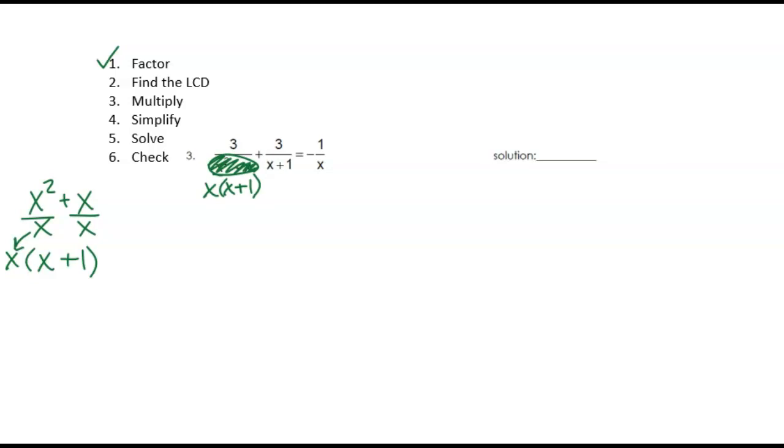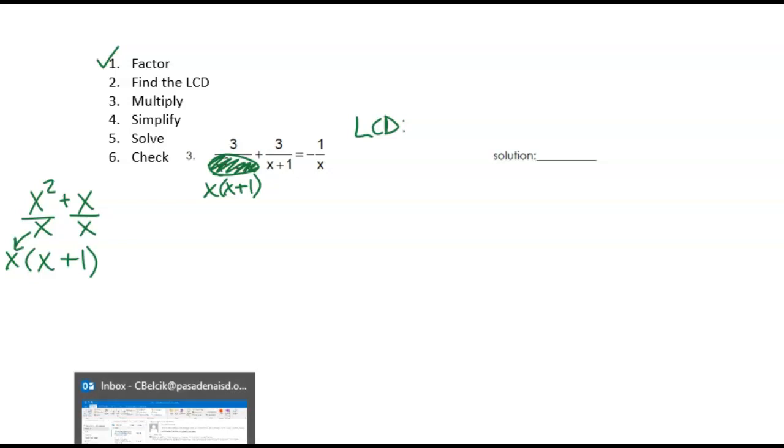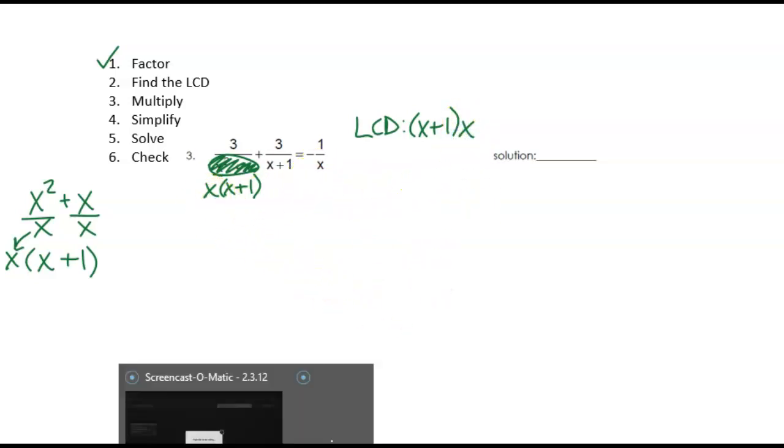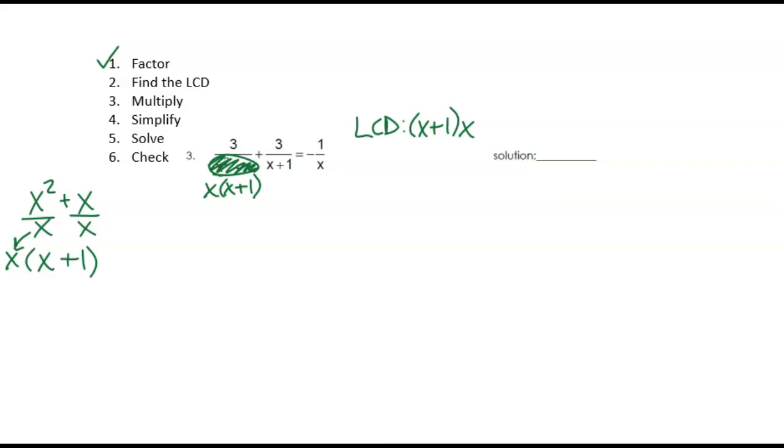So I now need to determine my least common denominator. Remember from yesterday that it needs to have all the parts from all the denominators. So I notice that x plus 1 shows up, and I notice that x shows up. And I notice that there are no other pieces for denominators, so that must be my least common denominator.